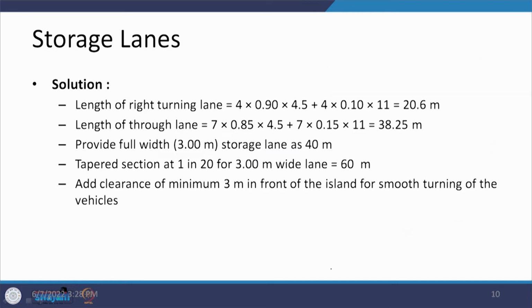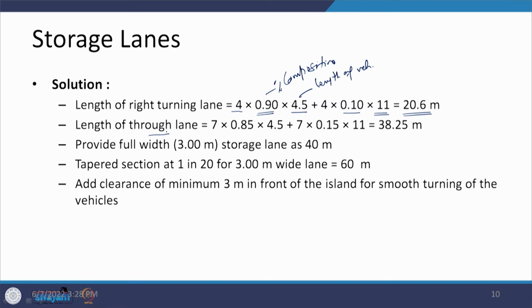So, the length of the right turning lane is 4 multiplied by 0.9, 90% of cars. The length of the car is 4.5 meters. So, this is the percent composition and this is the length of the vehicle. Similarly, 10% are trucks which are 11 meters in length. So, what we get is 20.6 meters.